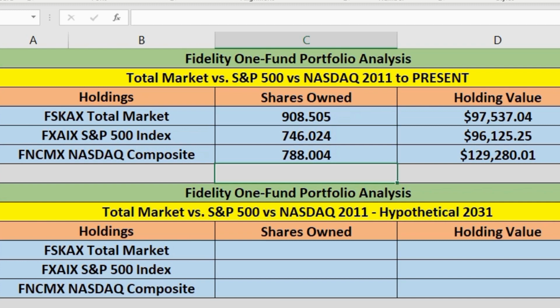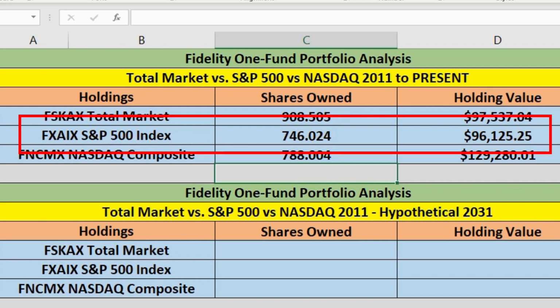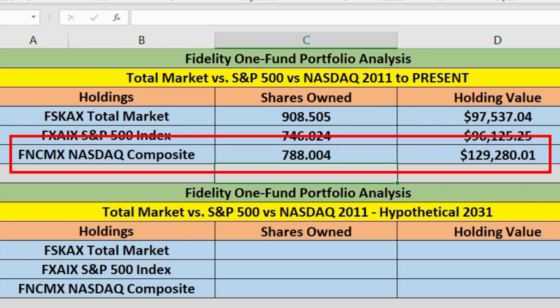Based on those assumptions, the total stock market would have a total holding value of $97,537.04, and we would own 908 shares of that index fund. The S&P 500 would have 746 shares and be worth $96,125.25, and the Nasdaq Composite Index would be worth $129,280.01.